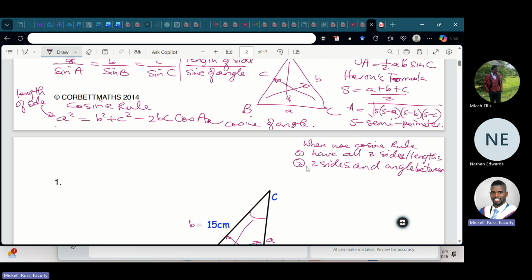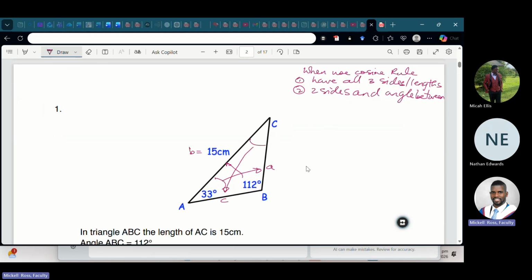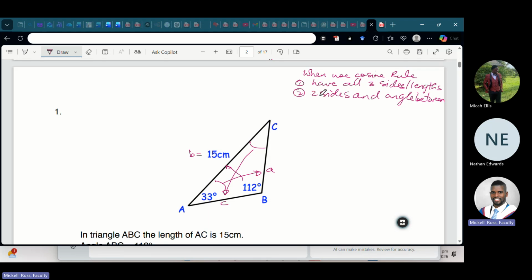So if we look at question number 1, we're not given the length of all three sides. We're only given the length of one side. So that also eliminates number 2 because it says you must be given two sides. So we are only given one side. So that automatically eliminates the cosine rule because you either must have all three sides or two sides. So we have none of that. So we have to use the sine rule.